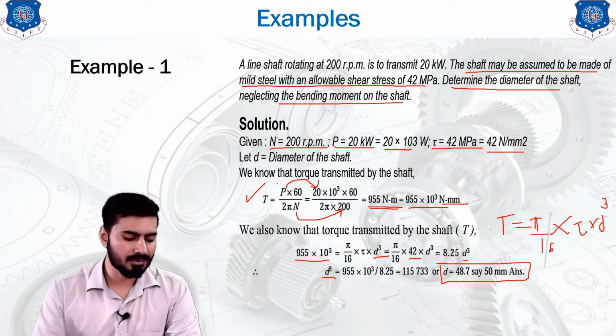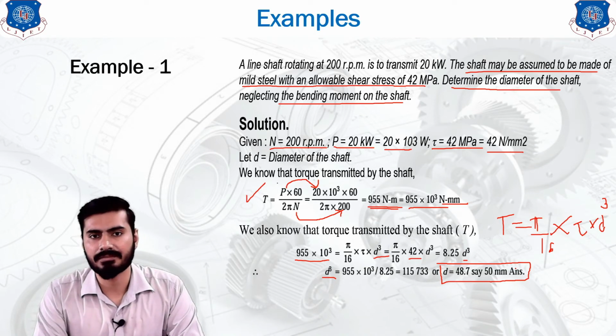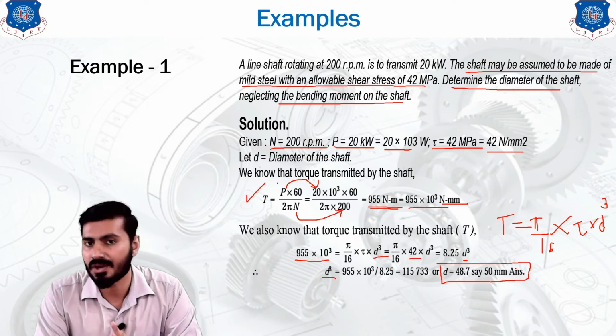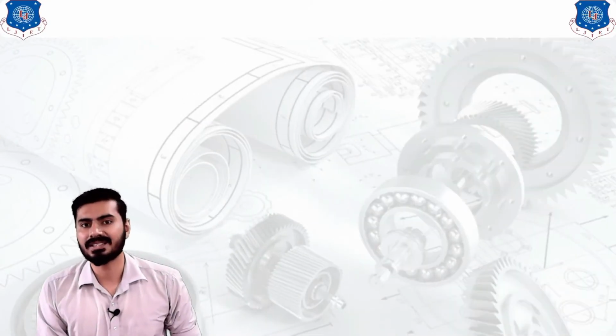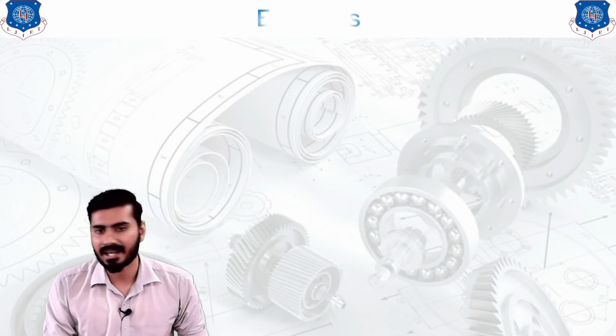So we were asked to find the diameter of the shaft, and we have calculated it using the basic equation that we derived in the previous lecture. We are going to see another example so that you can have a clear idea regarding this.